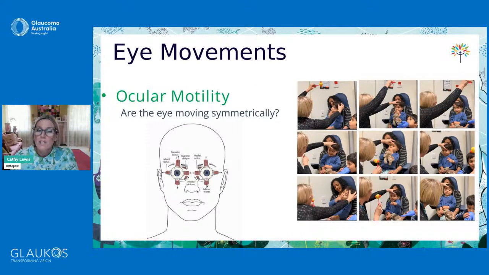Now, there are six muscles on the outside of each eye, which we call extraocular muscles, and they all work together so that the eyes can move symmetrically without seeing double vision. We assess these muscles by observing the eyes as they move in nine positions of gaze. With the older child, we'll use a pen light so we can see that light reflex in the eye in all the positions. And with the younger child, you can see me here in the photos using a toy to keep their attention.